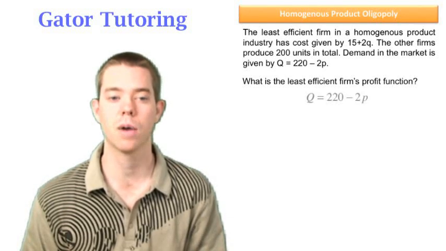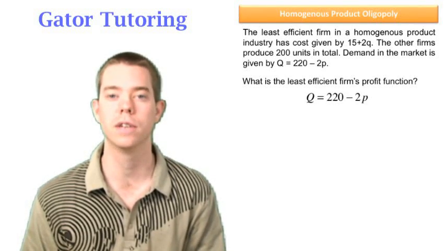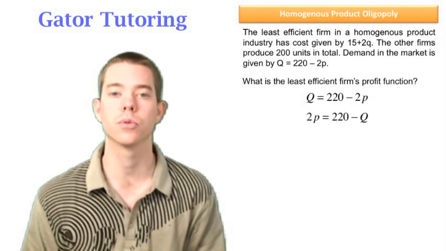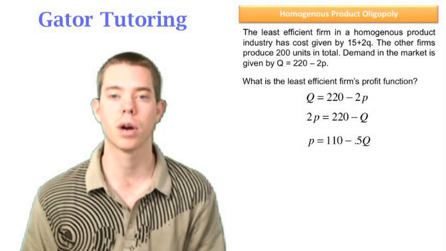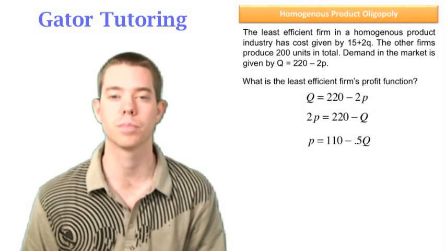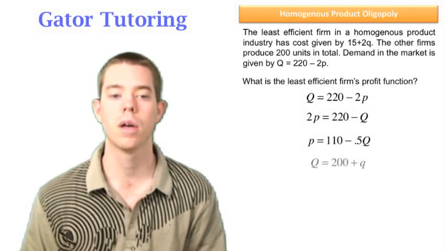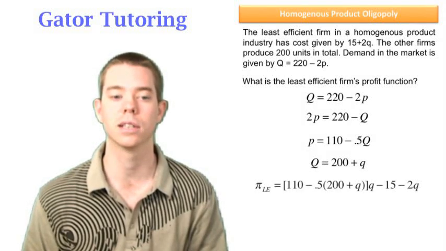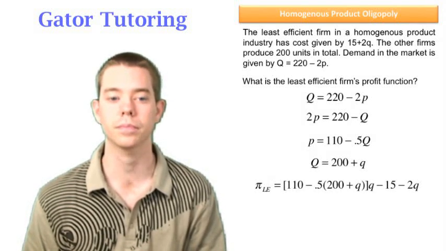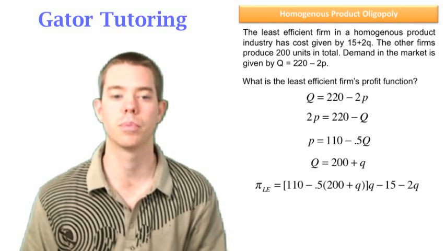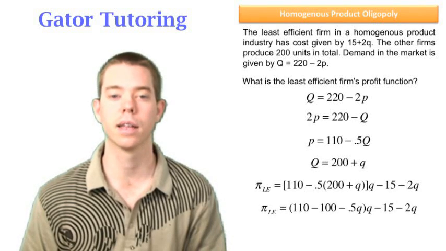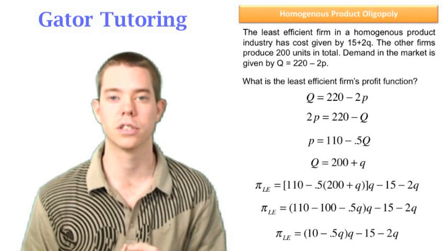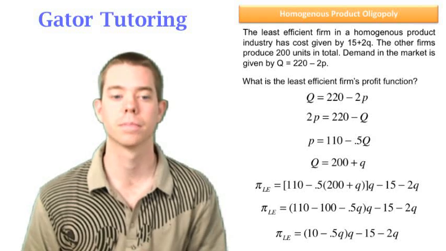Which means that right now we're given demand, we need to solve for inverse demand. We need to solve for P. So we add 2P to both sides, we subtract big Q, and we divide through by 2, and we get that price is equal to 110 minus 0.5Q. Well, we know that big Q is just 200 plus little q, so now we can write the least efficient firm's profit function. We need to distribute through that 0.5 and combine like terms, and get this in the form that we see it on the test.